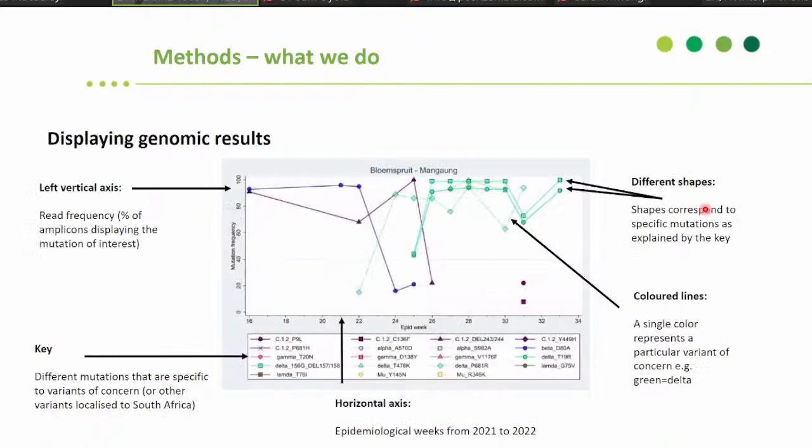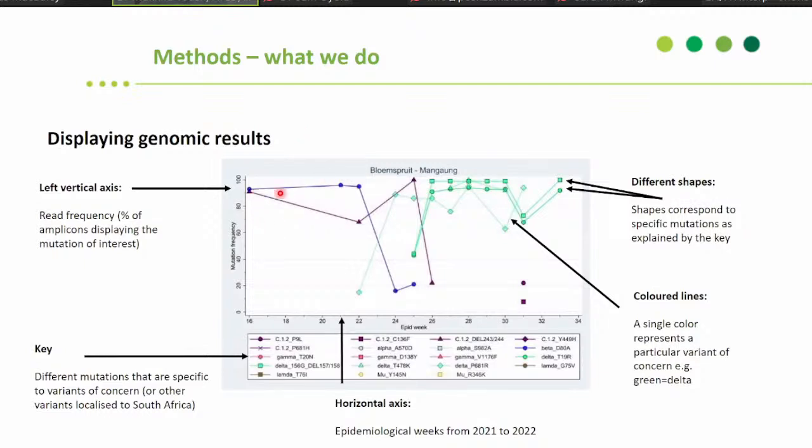And eventually, how do we display these results? Similar to the quantification data, we have this graph showing the epidemiological weeks on the x-axis, and on the y-axis we have the mutation frequency. And the mutation frequency will be showing the major and minor population. Because we're doing Illumina sequencing, we generate these data. We generate for each mutation that is present what frequency it has, whether it's a high-frequency major mutation or a minor mutation.